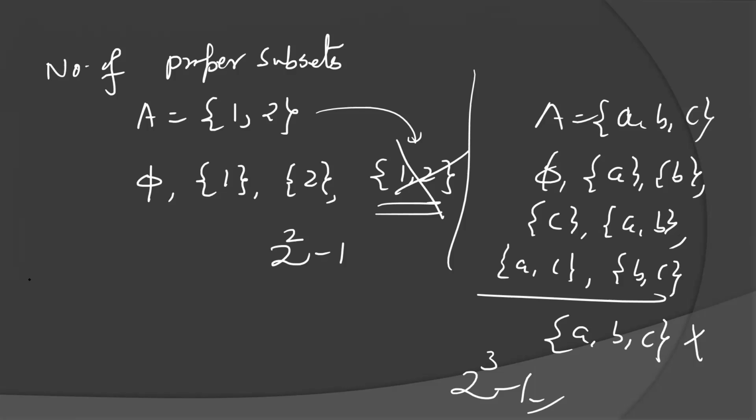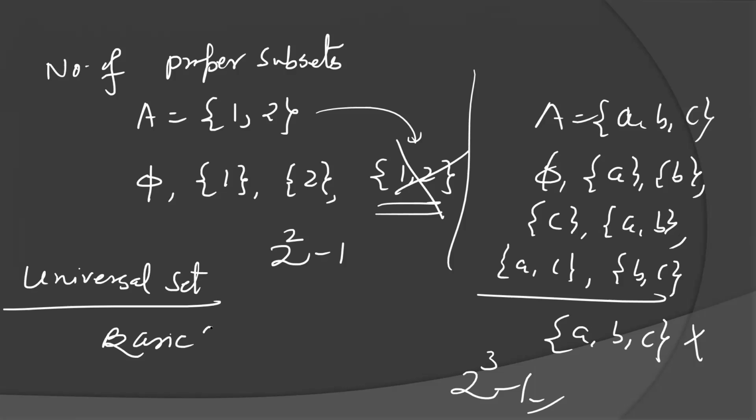Next is the universal set, or we call it the basic set. More on the universal set and basic set, intersection, union, and subtraction, we will see in the next lecture. That will be based on the algebra of sets.